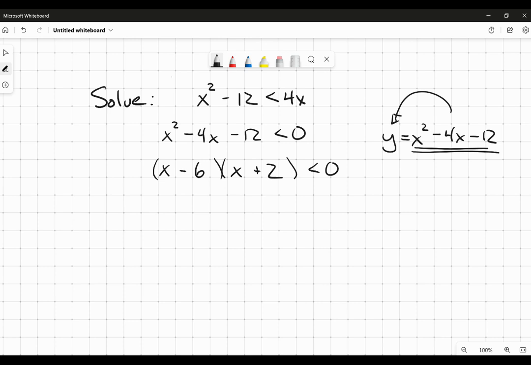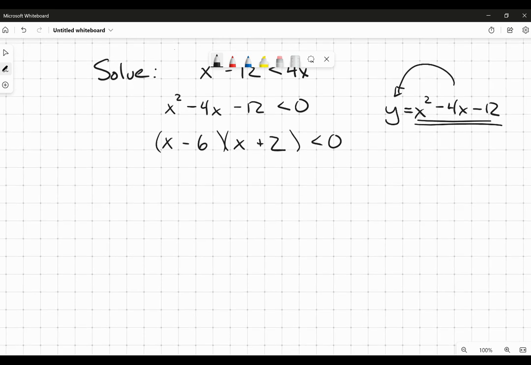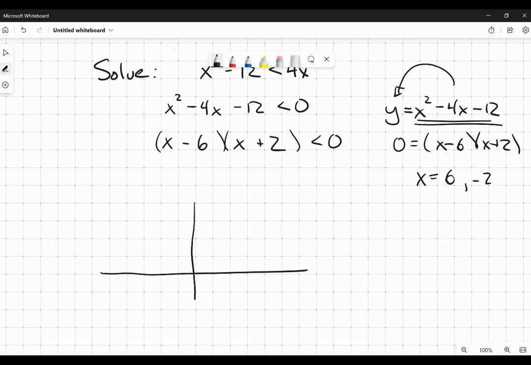Now, I'm going to convert that into x-intercepts of this graph. I know that this whole thing is going to equal 0 when x is equal to 6 or negative 2. So if I take a quick look at my graph here, when x is equal to negative 2 and x is equal to 6, these are going to be my x-intercepts. My graph's going to look something like this: it's going to come down, come back up, and away we go.